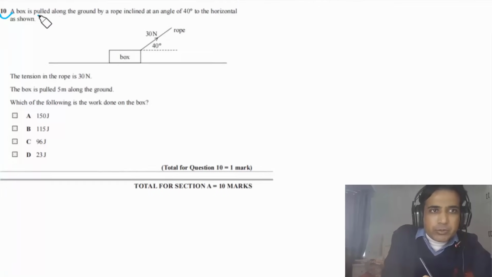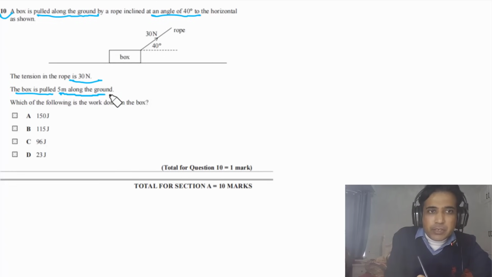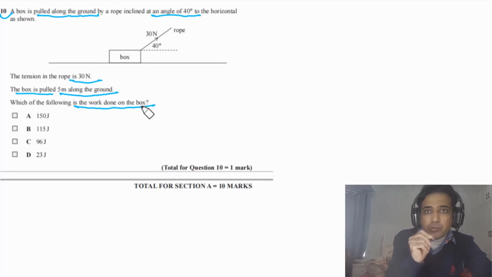Question 10 says a box is pulled along the ground by a rope inclined at an angle of 40 degrees to the horizontal as shown in the figure. The tension in the rope is 30 newtons. The box is pulled 5 meters along the ground. Which of the following is the work done on the box? Work done on the box. We can also draw the box here. So at this point we can draw, this one is the box.